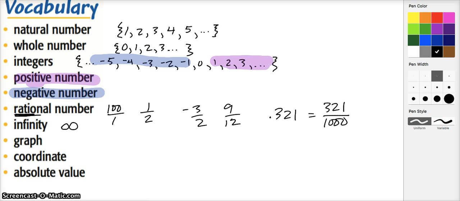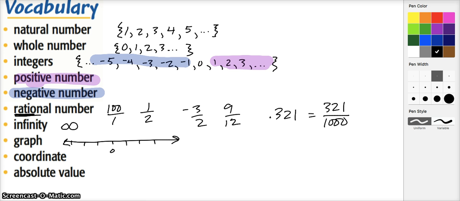All right, graph. Oftentimes you will see, as I talked about before, integers are number line numbers, right? And so oftentimes we can graph the location of numbers. Well, we can graph the location of any rational number on a number line. Also irrational numbers too. Real quick, do you know what an irrational number is? Can you think of one?